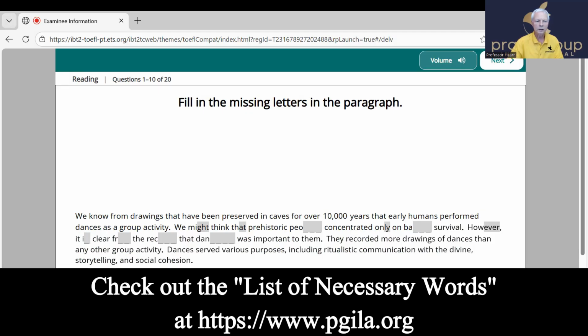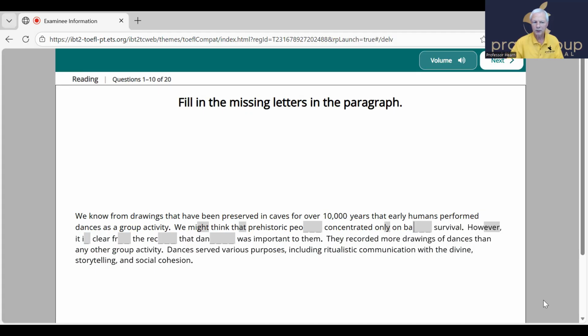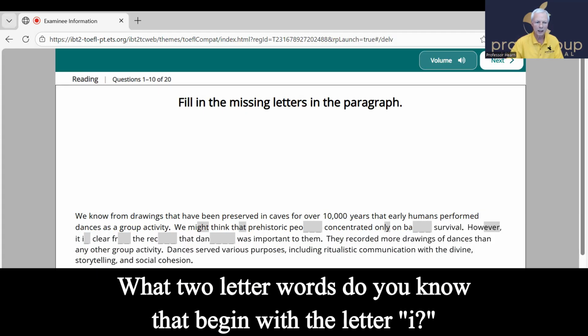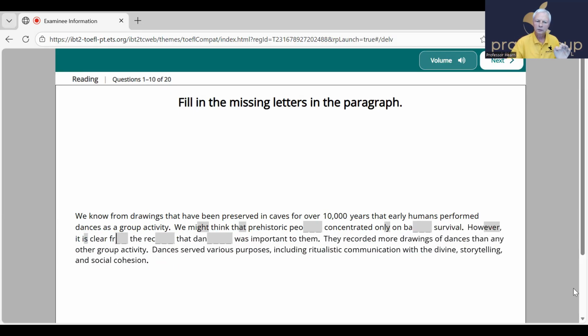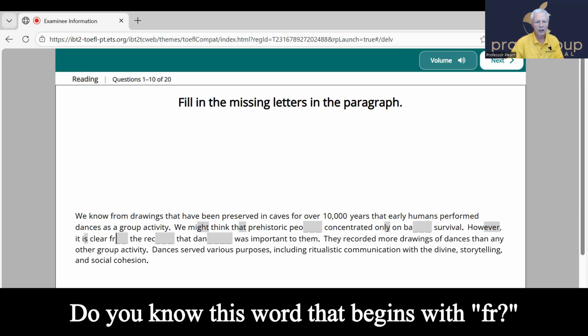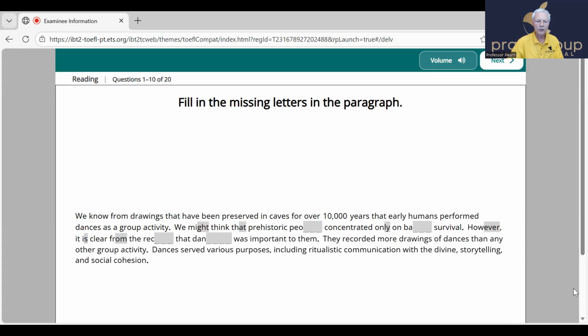However, what is this next word? Begins with an I. Well, it isn't going to be it because we just used that word. Could it be in, is, if? What two-letter word begins with I that would go in this space? It, something clear. It is clear. FR. What word begins with FR that would fit in this space? From. It is clear from the something that something was important to them. What do we have here?